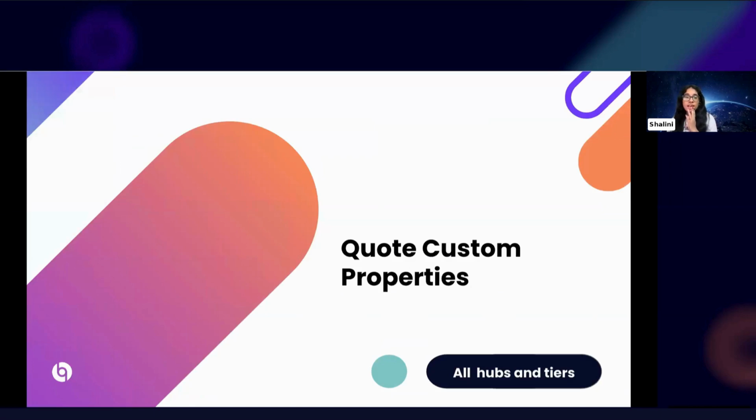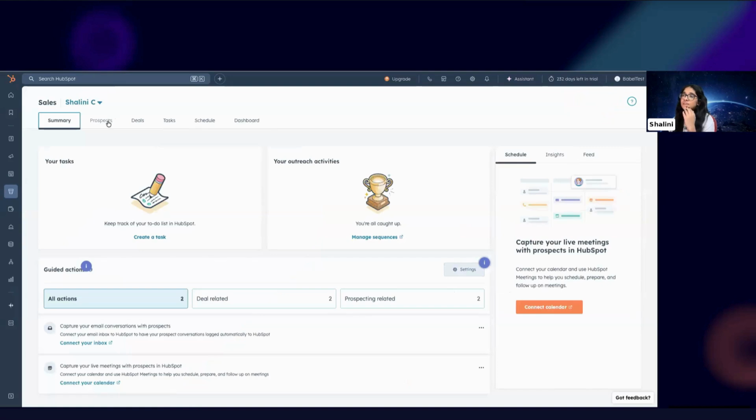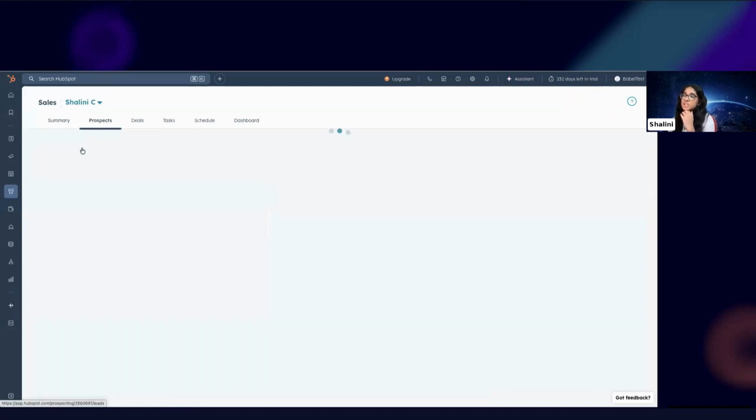The next bit is configuring your tab visibility. So in the sales workspace, you have a lot of these different tabs. You have prospects, which has companies and contacts. I'm gonna let HubSpot load for a second. You have the deal tab, and you have all of this.